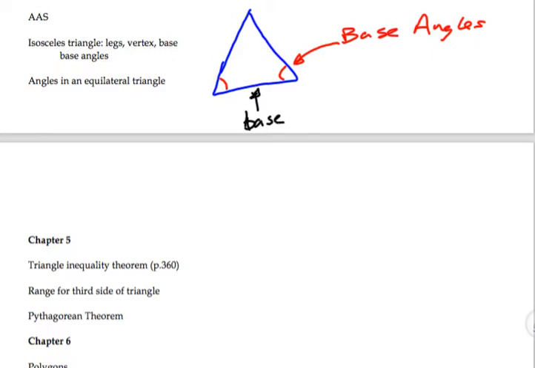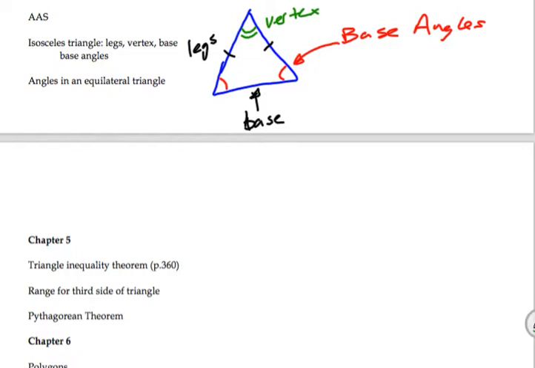You have a vertex. They want this angle up here to be the vertex angle. So the vertex angle is across from the base. Now, the last thing left is going to be the legs. And so these two sides are the legs. So you have two legs and a base for sides. You have two base angles and a vertex.